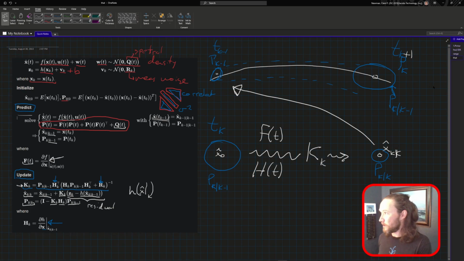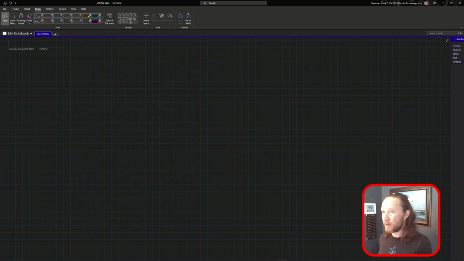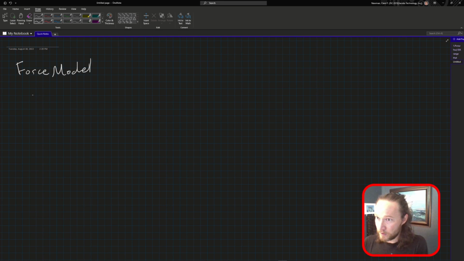And so let's start a new page, and we'll just see how this all works together as a kind of black box. So what we have so far, we have our force model, which is f of x, comma u. We haven't really talked much about u, but we can ignore u for now. It's f of x, whose Jacobian, the del f del x, we just call capital F.